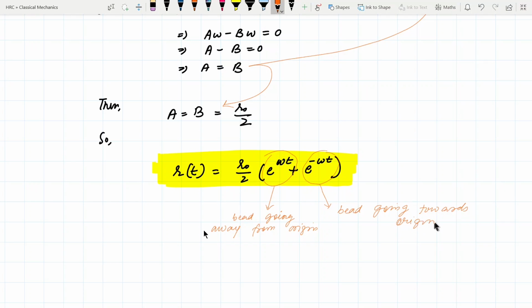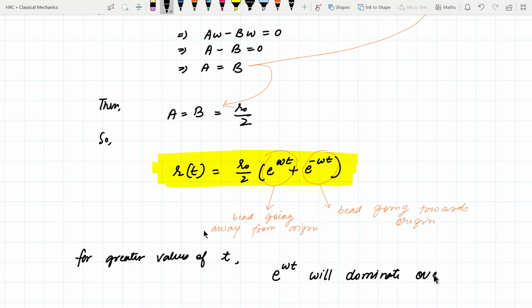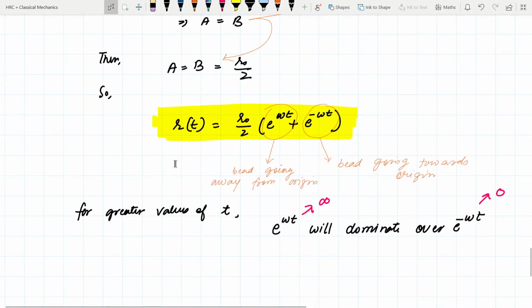Yes, sir. Now can you tell me which one of these quantities is going to dominate over the other for greater values of t? Sir, the first term. First term. So e to the power omega t will dominate over e to the power minus omega t. This will tend to infinity and this will tend to 0, right? So the one that tends to infinity will easily dominate over the one that tends towards 0, right?